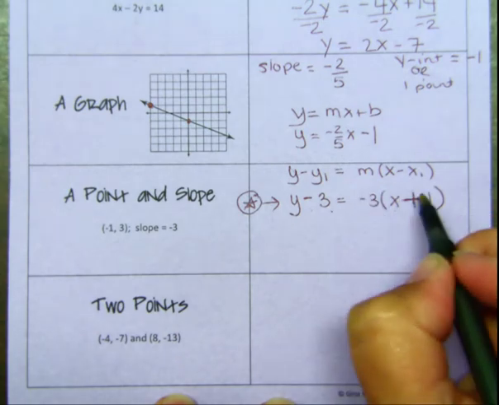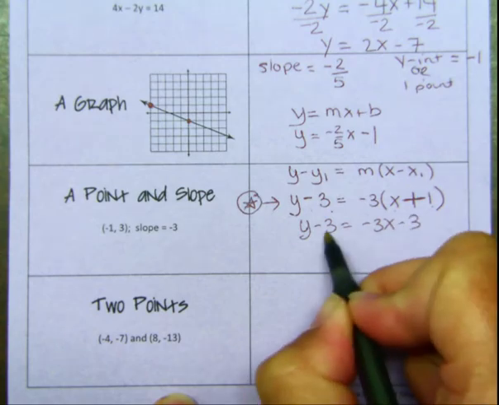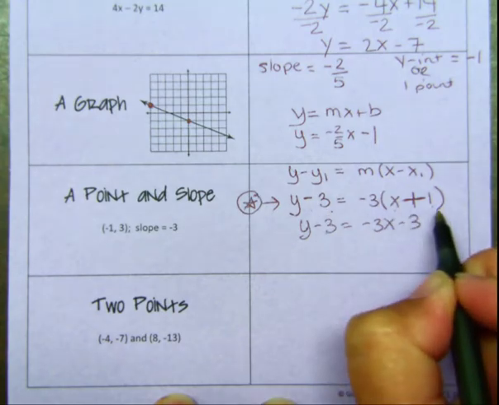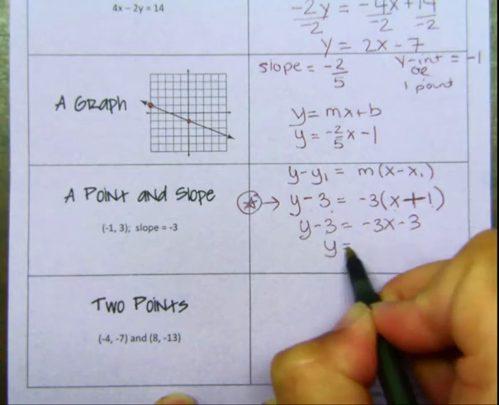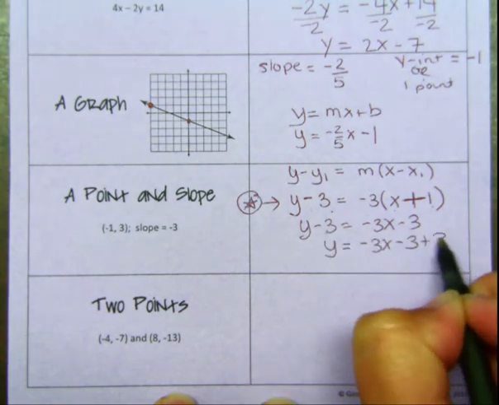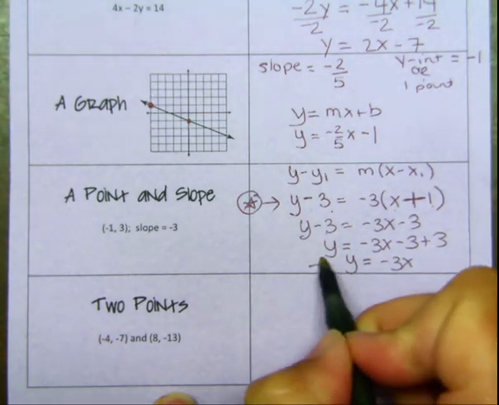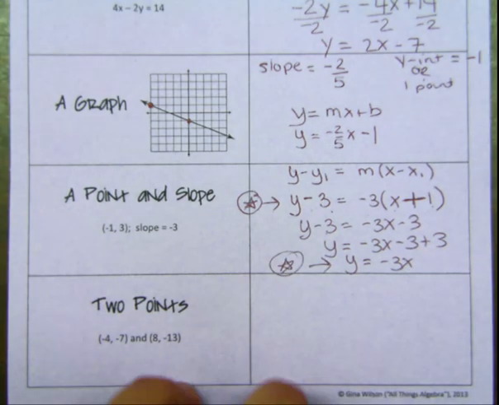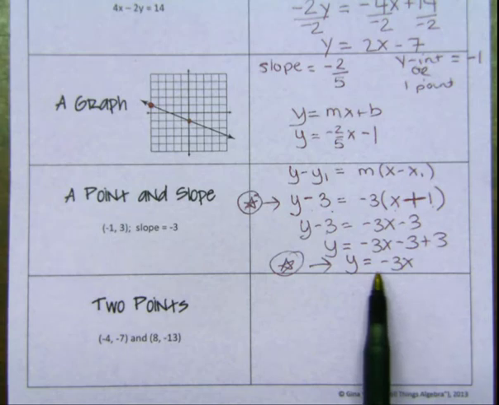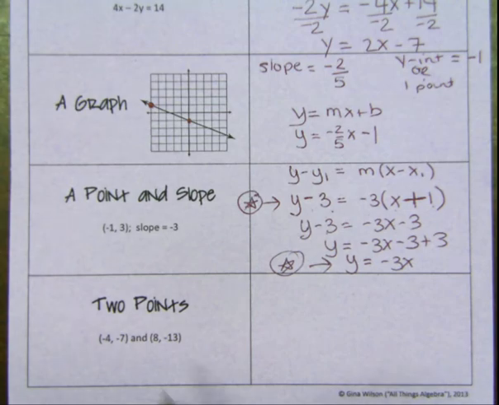We can distribute the negative 3, and we can take that 3 and move it to the other side to get the y by itself. And when we do that, we'd have y equals negative 3x minus 3 and then plus 3. And so we just get y equals negative 3x. So that's another perfectly fine equation of a line. That would be slope-intercept form, y equals mx plus b, and this would be point-slope form. Either one is acceptable.